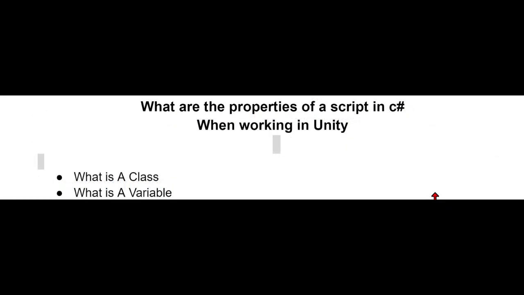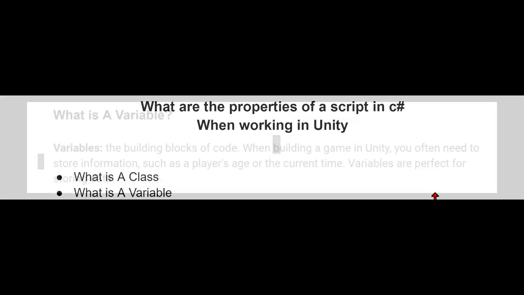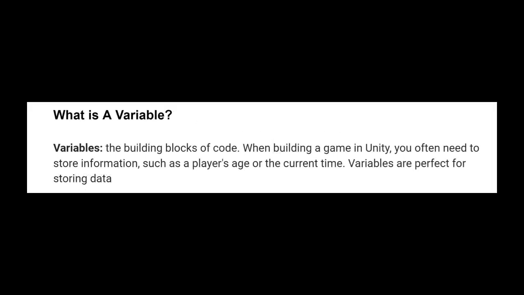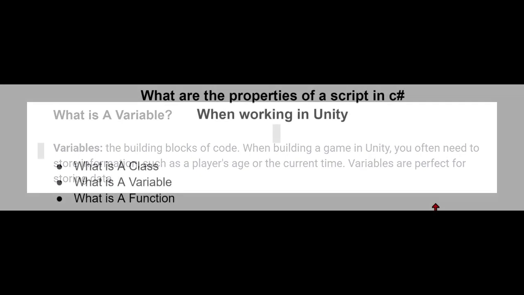Next, what is a variable? Variables are the building blocks of code. When building a game in Unity, you often need to store information, such as a player's age or the current time. Variables are perfect for storing data.